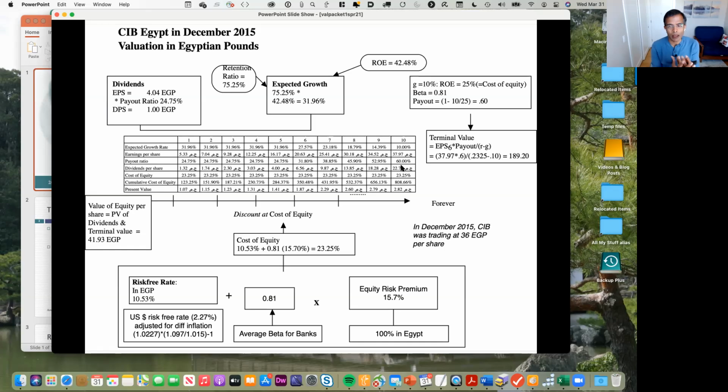So two things are happening. My growth in earnings starts fast and then slows down. My payout stays low early, but then picks up. My expected dividends come out of those two numbers.